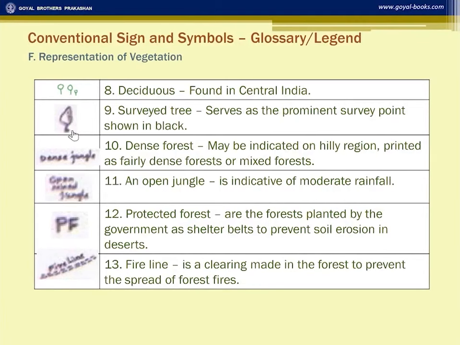Then you have a survey tree. Survey tree is given in black. This is a surveyor's mark. It shows in black, and if the height is given beside it, it means that particular point is, say, 220 written there with the dot. That means that particular point where the survey tree is, is 220 meters above sea level.